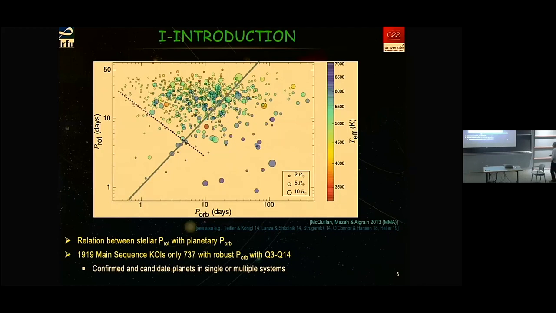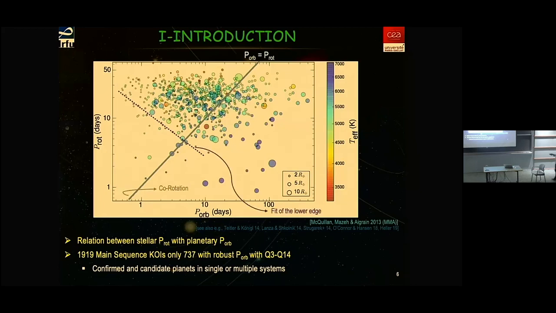In this analysis, they were using KOI, Kepler objects of interest, confirmed or not, with robust rotation periods and orbital periods. Anyway, so 737. So we shrink the sample to these 737 systems.